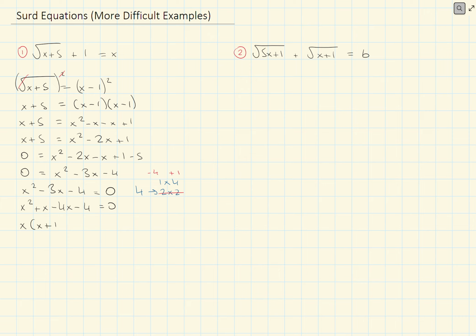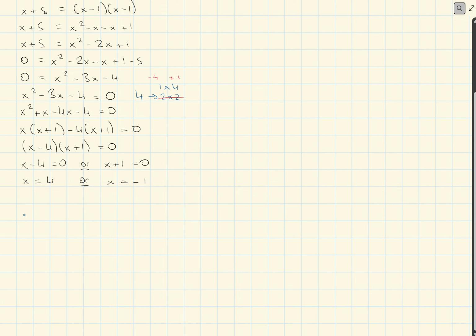Factorize by grouping: x times x plus 1 minus 4 times x plus 1. First bracket and second bracket always have to be identical. It's equal to 0. So x minus 4 times x plus 1 equals 0. x minus 4 equals 0, or x plus 1 equals 0. So we get x equals 4, or x equals minus 1. We have two answers. We know from the previous video that we always check both answers and make sure they work.